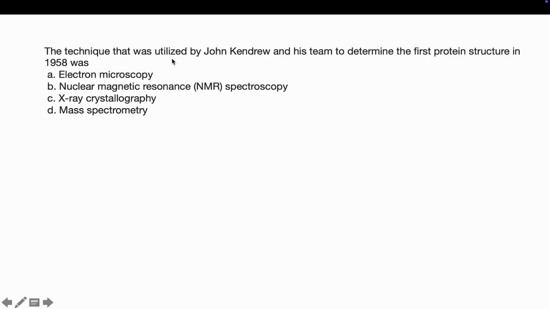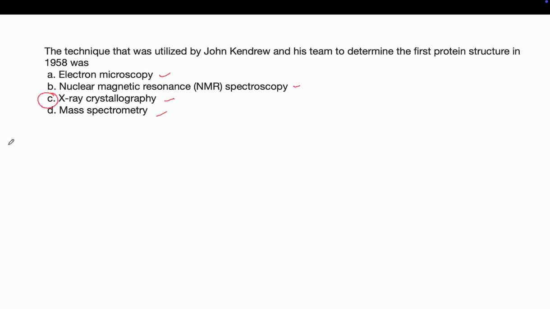The technique utilized by John Kendrew and his team to determine the first protein structure in 1958 was... The protein can be visualized by electron microscopy, NMR, X-ray crystallography, and mass spec. But in 1958, for the first protein structure, X-ray crystallography was used.